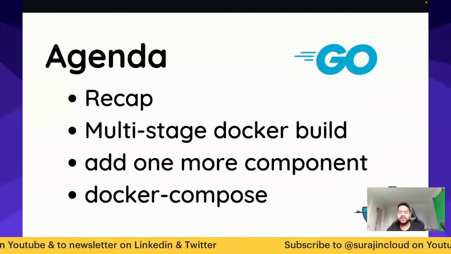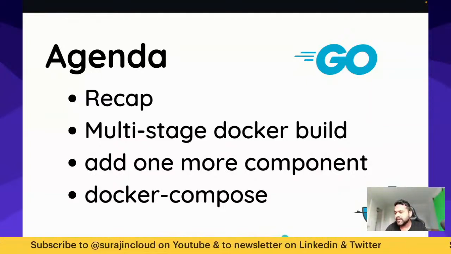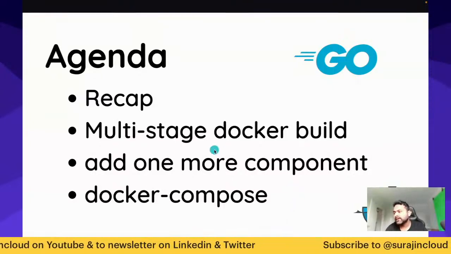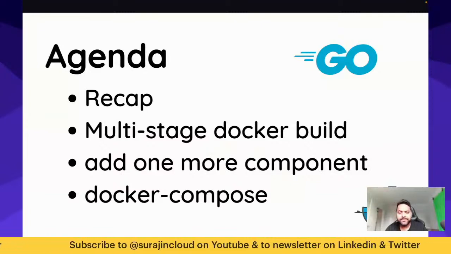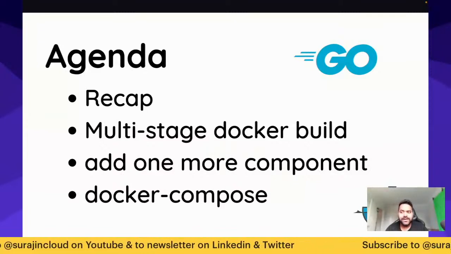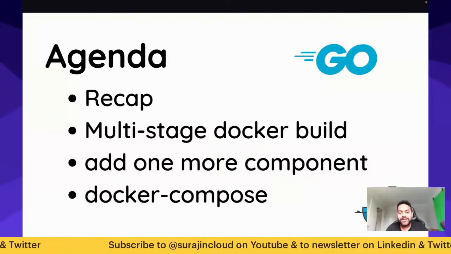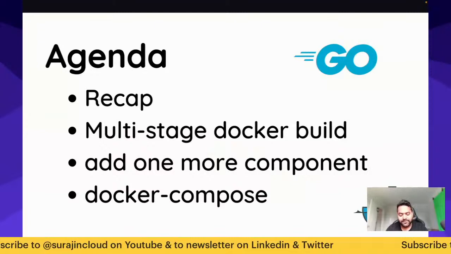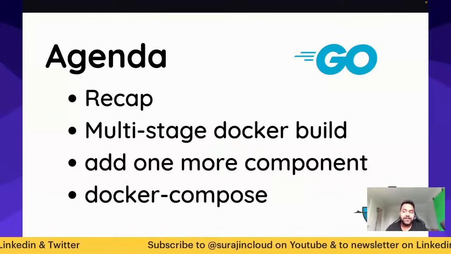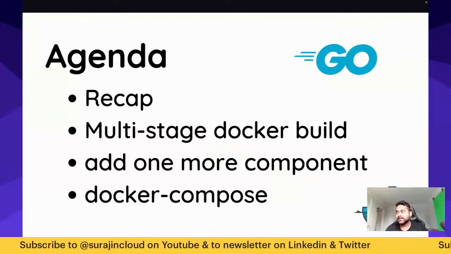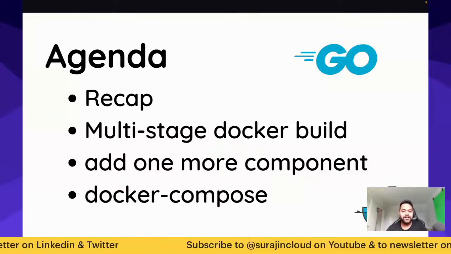Share my screen. So in the previous stream, what we did was we wrote one Golang application, and we containerized that Golang application, and then we tried to optimize the Dockerfile to reduce the size with the help of multi-stage. But there were some issues with it, right? That's where we ended our last stream.